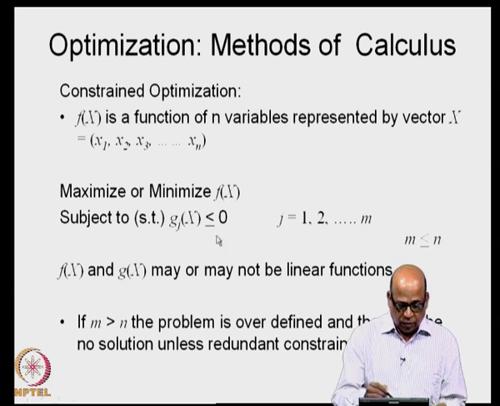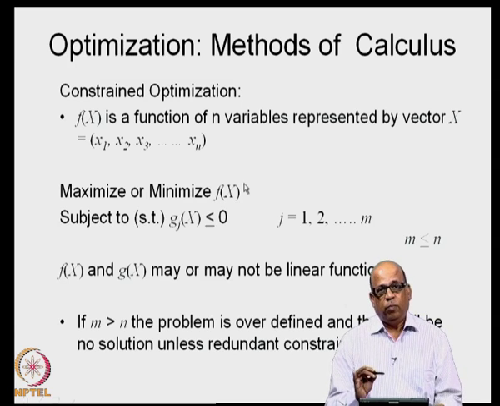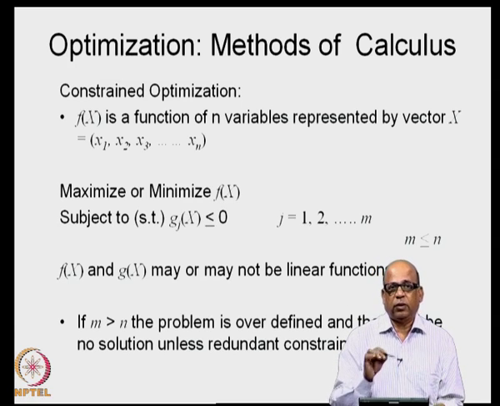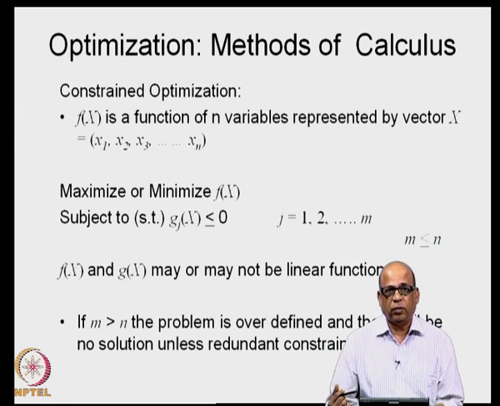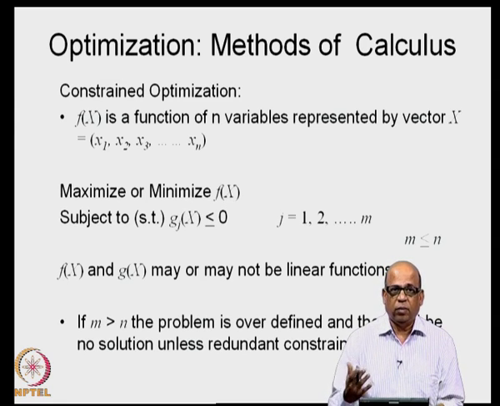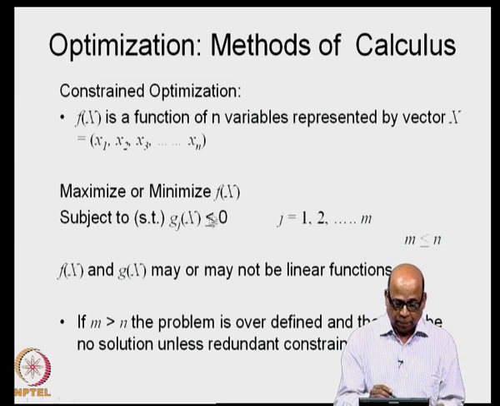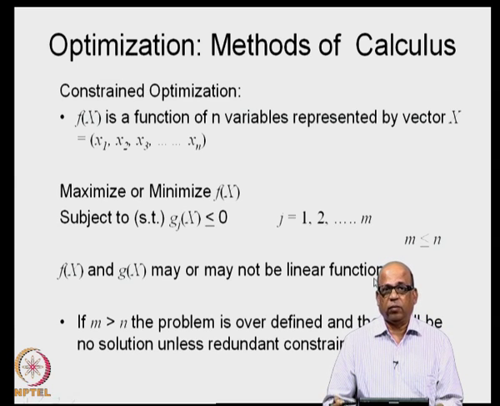This is a generally stated problem where we are looking at maximization or minimization of a function f of x subject to g j of x. We are not at this stage putting any conditions on the nature of the function itself. So, f of x and g j of x can assume any type of function. They may be linear, non-linear and so on. We are not saying that either f of x or g j of x must be a linear function.